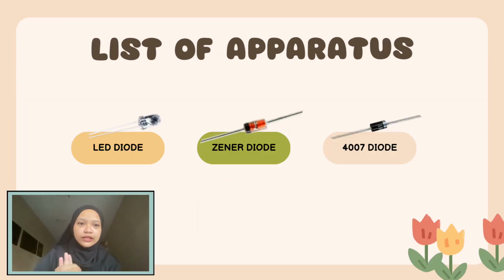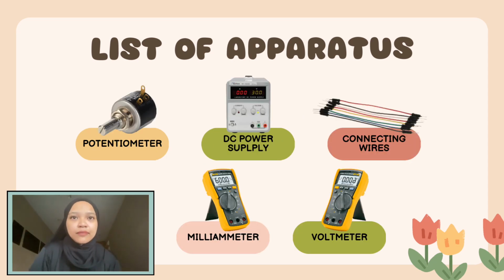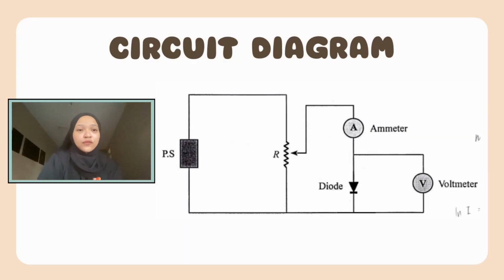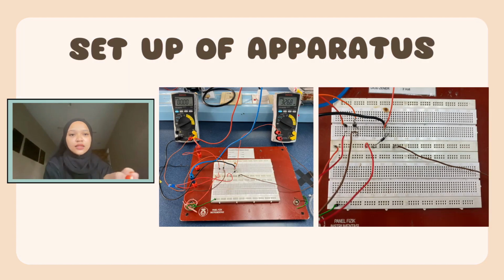These are 3 important apparatus that we need to use, which are first, Zener diode, LED diode and 4007 diode. The other apparatus that we use is potentiometer, DC power supply, connecting wires, milliammeter and voltmeter. This is the circuit diagram of this experiment. Basically, we set up our apparatus by using this circuit diagram. So, this is the setup of the apparatus. As you can see, we follow exactly like the circuit diagram.